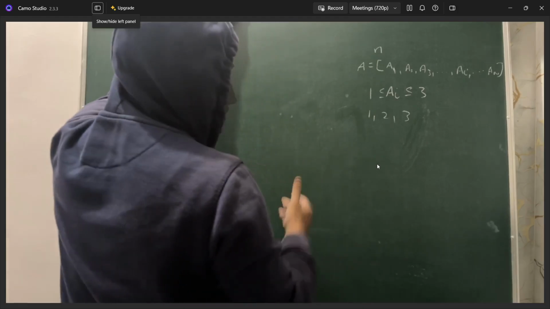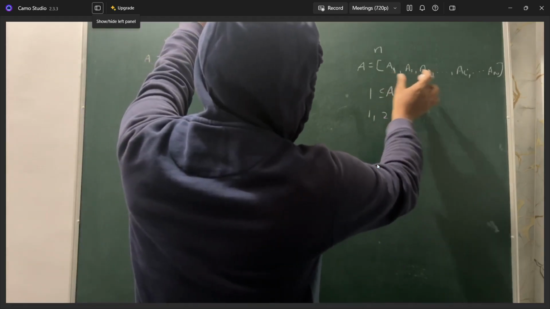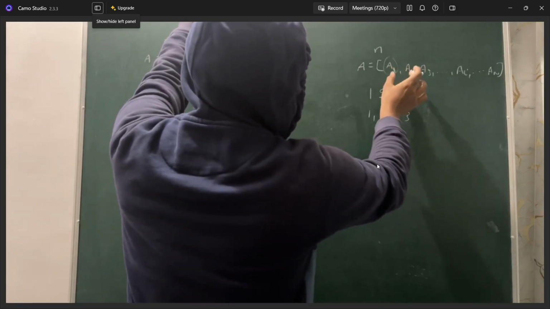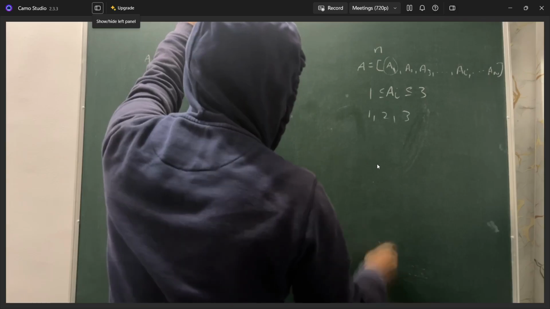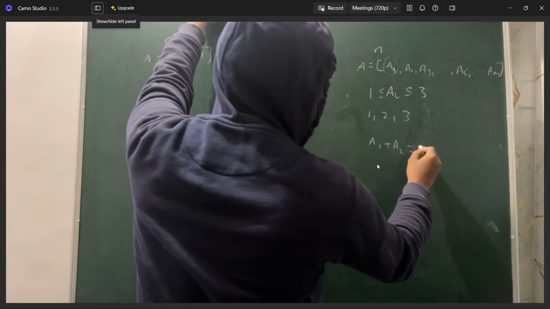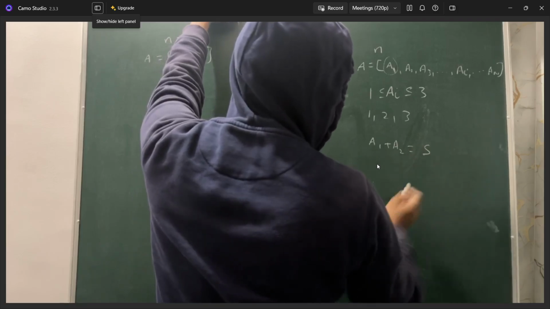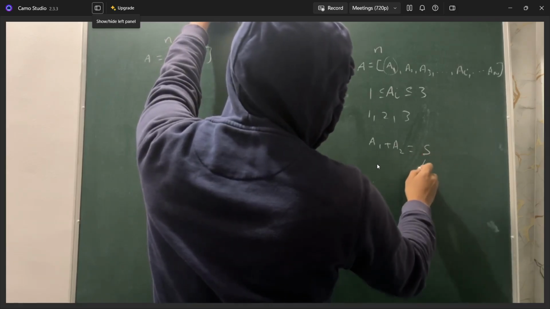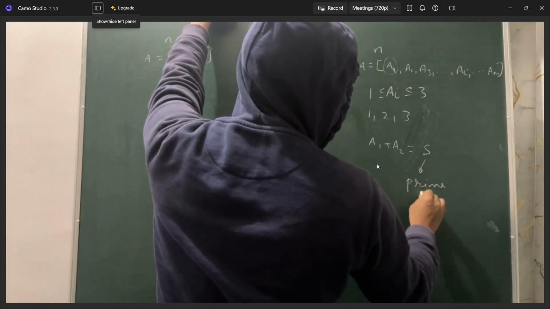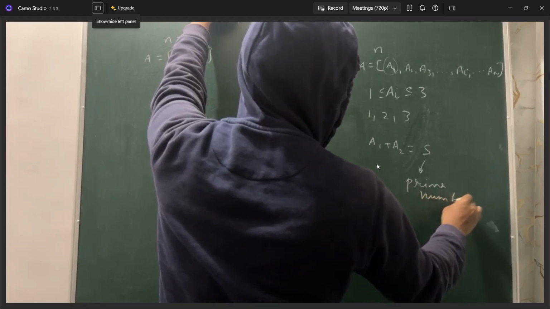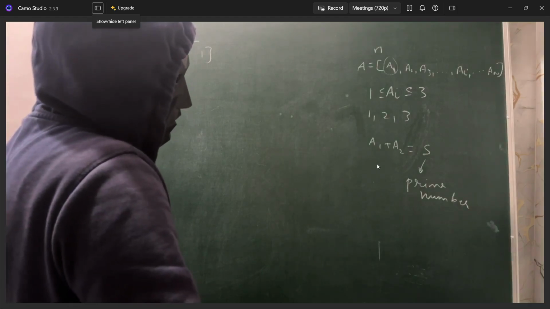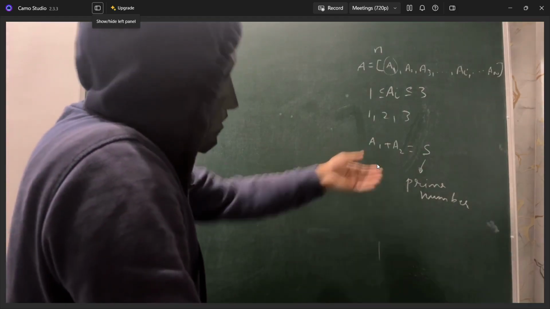They're asking basically to take any two elements. If you take the first element and the second element, you add them, a1 plus a2. The sum whatever you are getting, let's call it s, and this s should be a prime number. They're asking how many such pairs exist.